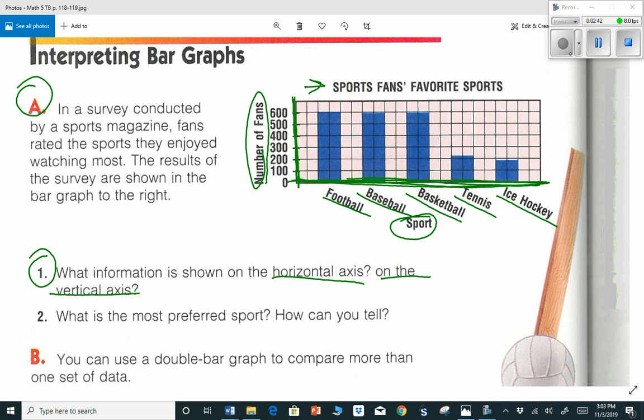I think you guys are good enough to know the answers to question 2. What is the most preferred sport? So the most preferred one is the one with the highest bar. Now these two are pretty close, but do you see that they're just a little bit below 600, whereas this one actually goes all the way to 600. So football would be the most preferred sport, and you can tell because the bar associated with football is the tallest bar.